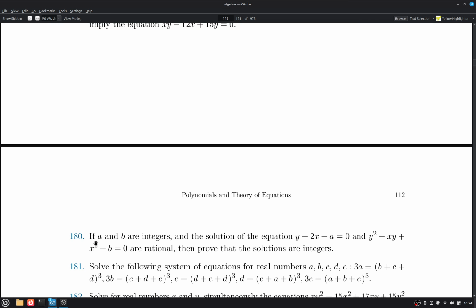Question 180 says that if a and b are integers and the solutions of the equations y minus 2x minus a is equal to 0 and y square minus xy plus x square minus b is equal to 0 are rational, then prove that the solutions are integers.